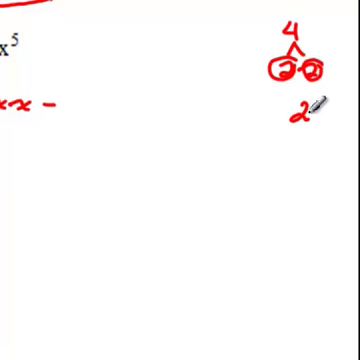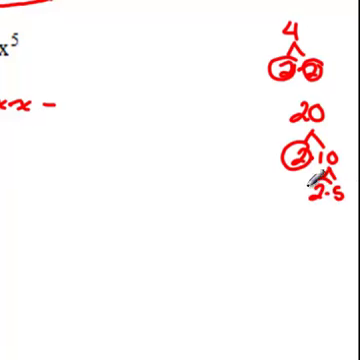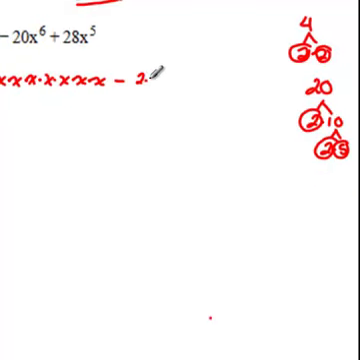Minus 20x to the 6th. 20 needs to be prime factored, so I'm getting it off to the side. 2 things to multiply to get you 20. I'll go ahead and write 2 times 10. 2 is prime, 10 is not, so I'll keep going. 2 times 5, and both of those are prime. So 20 can be written as 2 times 2 times 5, and then x to the 6th is x times x times x, 6 times.